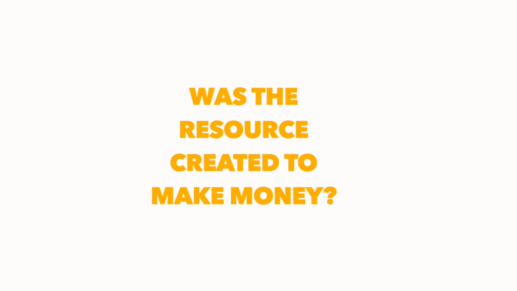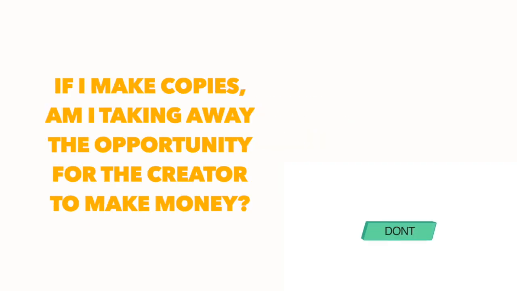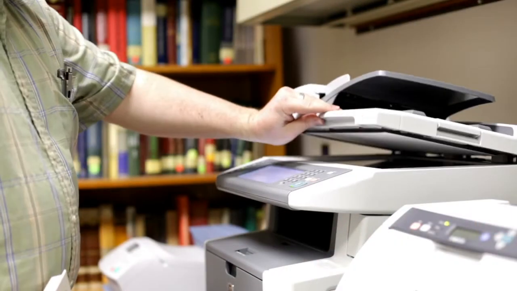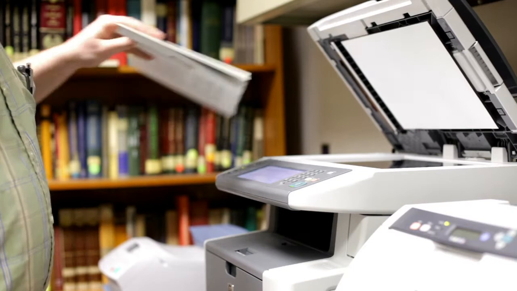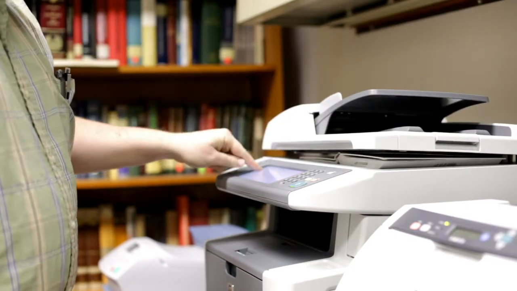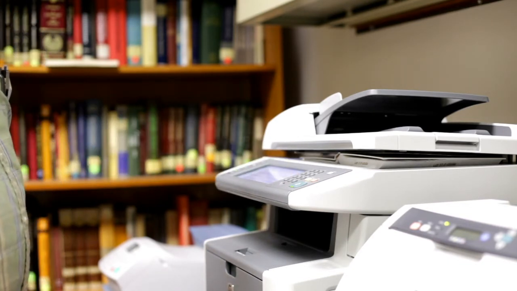Ask yourself, did the creator intend to make money from this work or resource? Am I taking away income from the creator by making copies of this work or resource? If the answer is yes, then do not use the resource by making copies. One example might be, I purchased a copy of a book for myself to read. Then I scanned the book and made a PDF to share with my students instead of buying them individual copies. This would be taking away income from the creator. We will discuss more specific examples of this for shorter works or excerpts when we get to fair use.